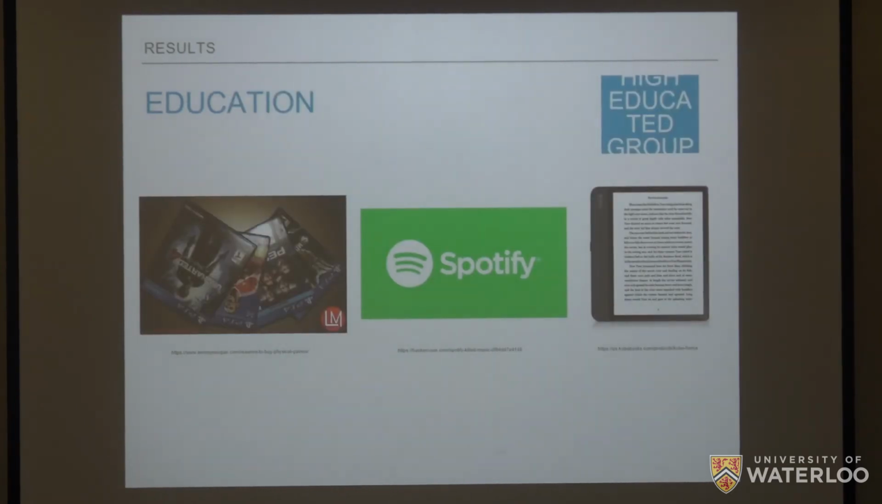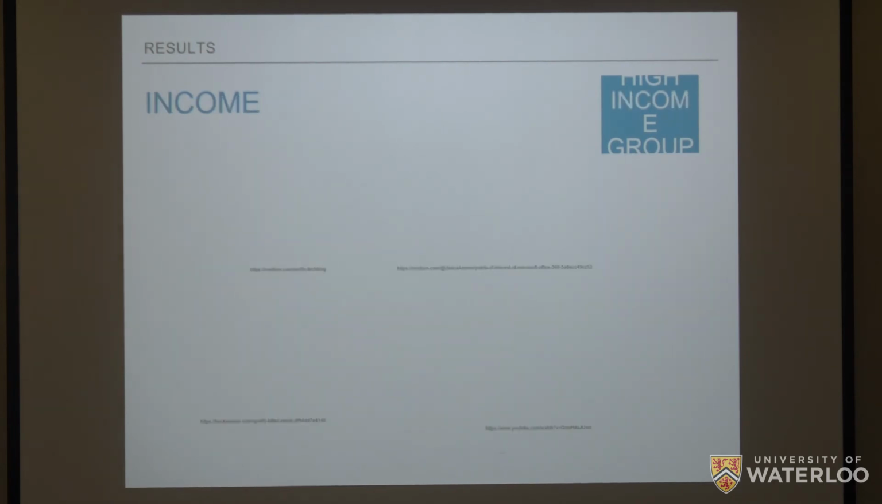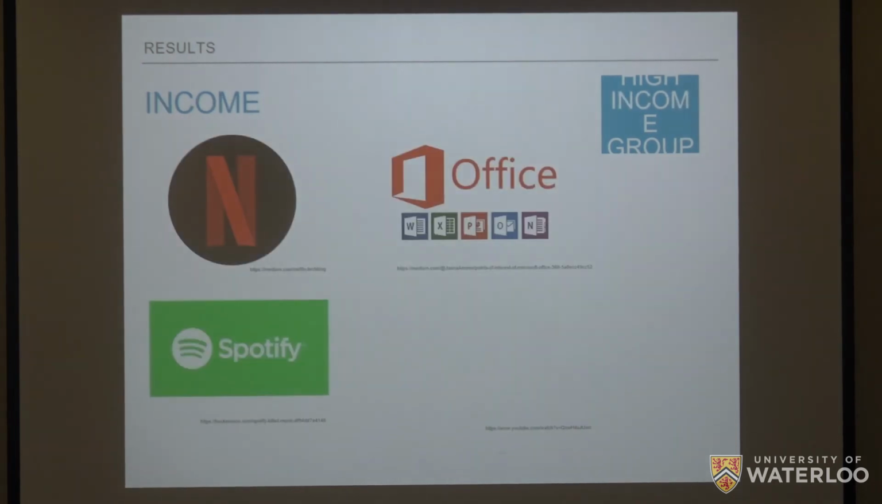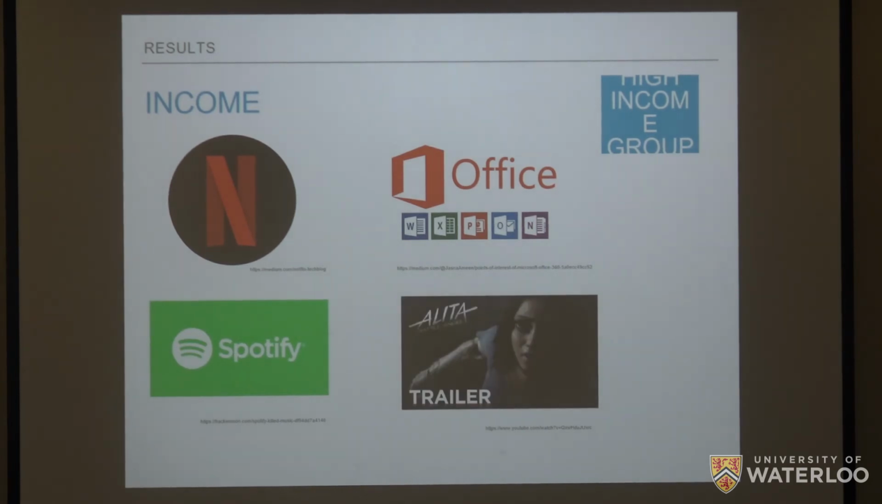We also found that highly educated groups tend to spend more on video games, music, and ebooks. That's probably because they are more aware of copyright protection due to the education they had. As for income, high-income groups tend to spend more on TV series, software, music, and movies. One possible reason is that they're willing to pay for quality assurance. Now I'll pass on to the policy recommendation.